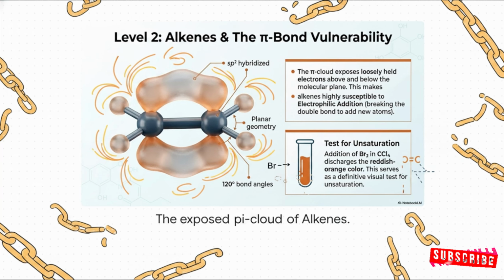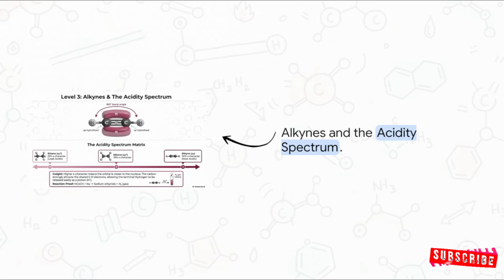Because those electrons are just hovering out there, exposed and vulnerable, it's amazing to see how alkenes are incredibly eager to snap that double bond apart just to grab onto new atoms. This process is called addition, and it's exactly why alkenes are the perfect starting materials for making vast, endless chains of plastics. And if we add a triple bond, we get alkynes.